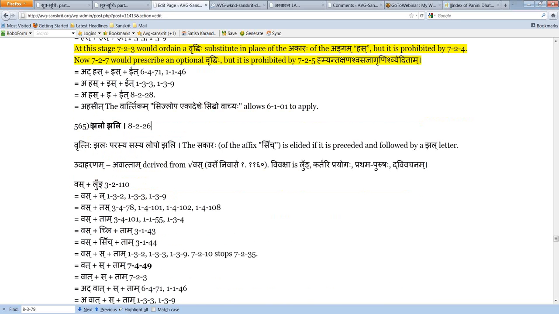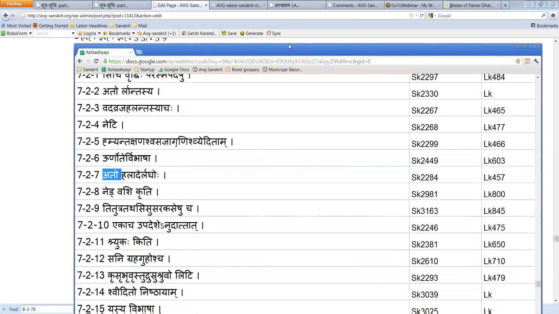Sutam Jalo Jali, I think we already did in the previous class. We can do it again one more time. Jalaf Parasya Sasya Lopo Jali. The Sakara of basically is Sich, even though it doesn't say Sichaha, but from the Mahabhashya it is only for Sich. Sakara of Sich is preceded by and followed by Jal letters. Basically, Sakara of Sich is sandwiched between two Jal letters. It takes Lopa. We have already seen this sutra.